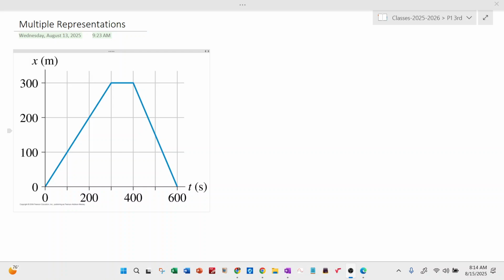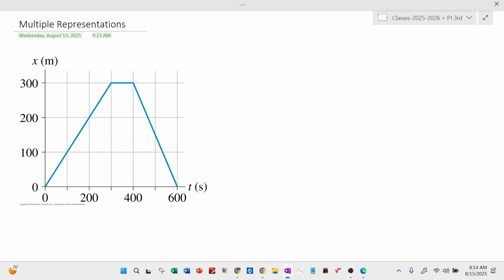Good morning, students. This is going to be a video to show you how to draw a motion map or dot diagram of linear motion from a position time graph. On the left I have a position time graph. Notice it is a horizontal position time graph because x is in meters, that's a position, and x always represents a horizontal position. The time was modeled from 0 to 600 seconds.